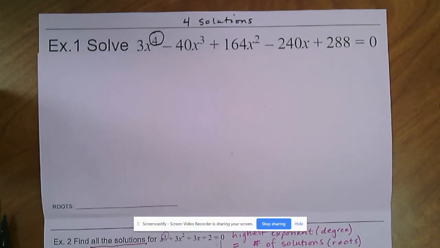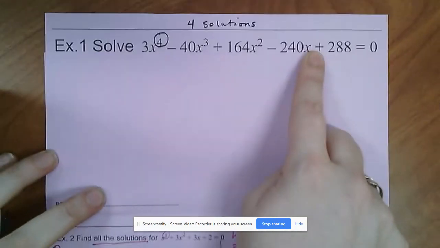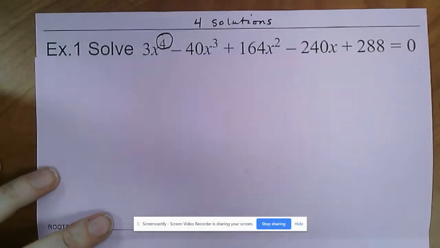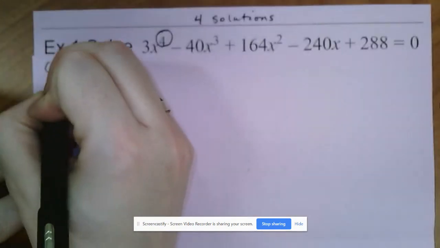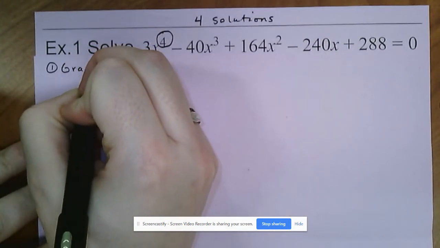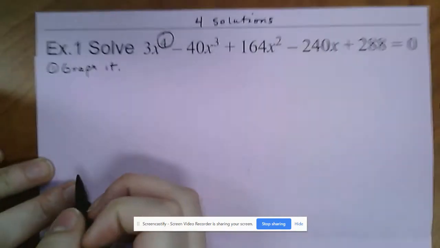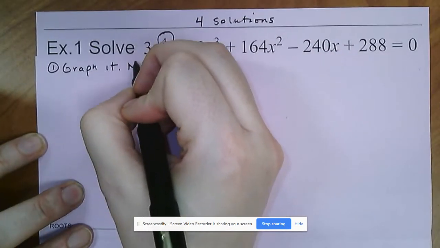Okay, now I'm not given any of those yet, and I cannot get them just by looking at this. And I'm not given a factor. So what we need to do is graph it. So just like before, we're going to graph it, and you're going to name the root.